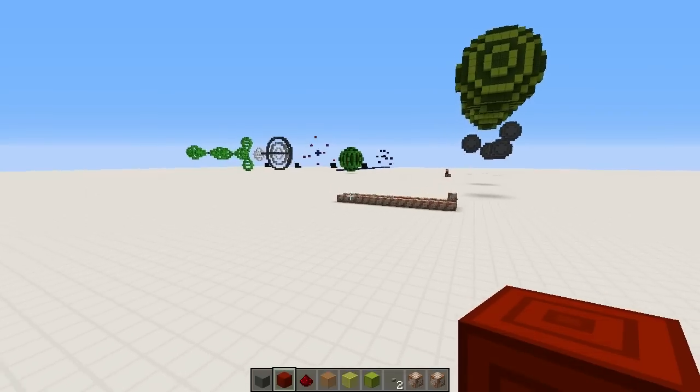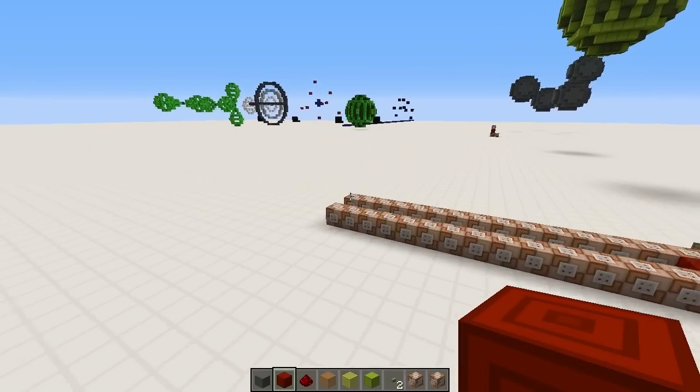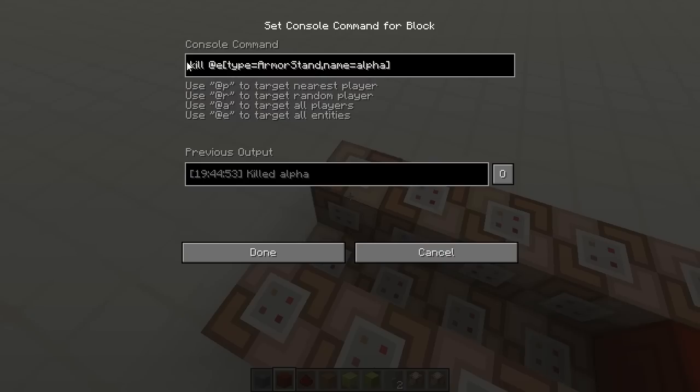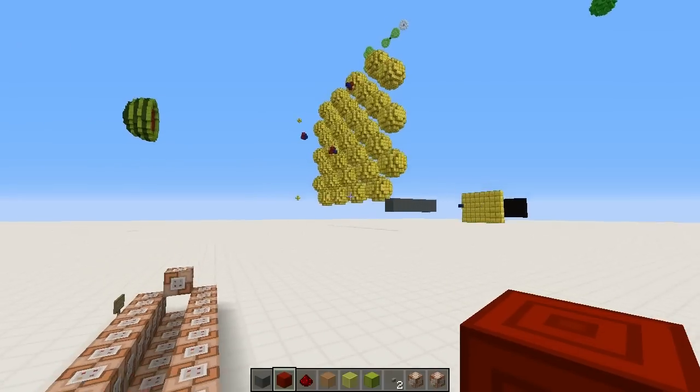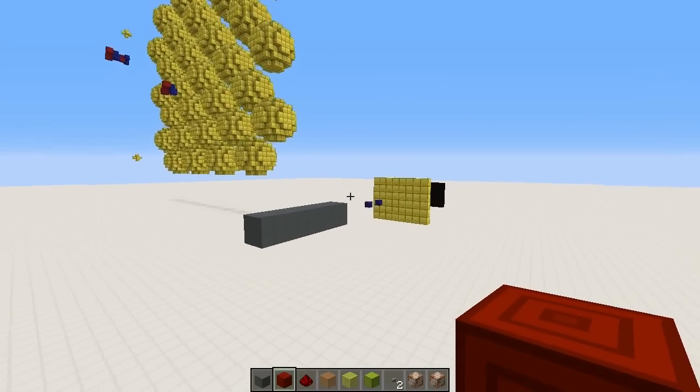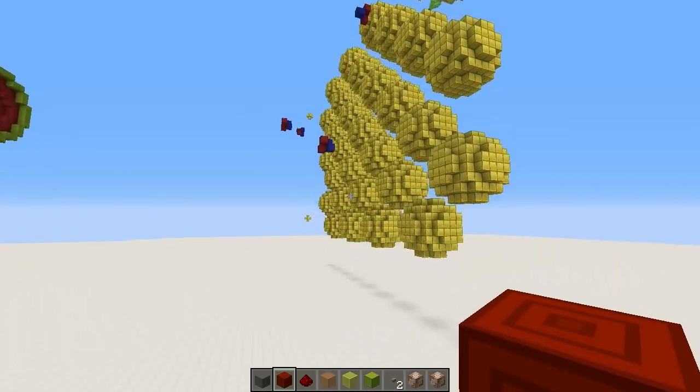Do I have a kill? I must have a kill switch back here. That destroys, yeah, kill all entities type armor stand name alpha. So that's how that works. All the armor stands get destroyed after they are used.